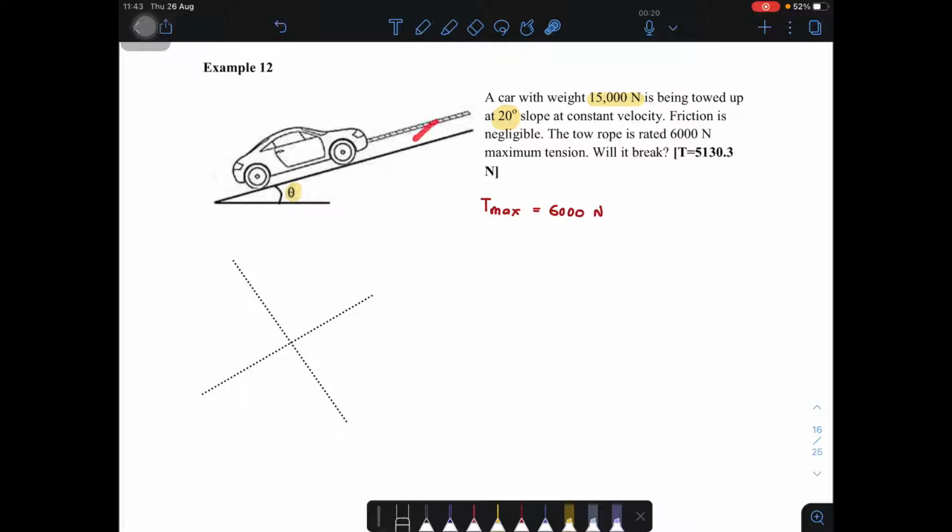Okay, adakah tali ni akan putus apabila dia tarik kereta ni? Okay, so how do we determine whether dia akan putus atau tidak? Okay, macam mana kita mau cari ni? Kita akan bermaksud dekat sini, we need to find the value for the tension here. Okay, so let's list down here. We have the weight. The weight is 15,000 Newton. Then we have angle, 20 degree.